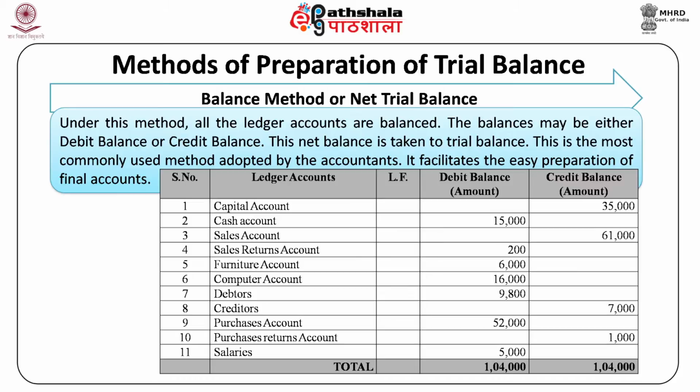5. Furniture account, debit balance 6,000. 6. Computer account, debit balance 16,000. Debtors, debit balance 9,800. Creditors 7,000 credit side. 9. Purchases account, debit balance 52,000. 10. Purchases return 1,000 credit balance. 11. Salaries 5,000 debit balance. The total again you see of both the sides is agreed and is 1,04,000.